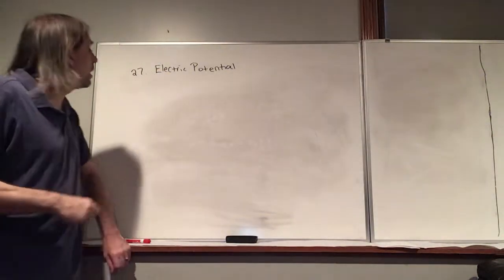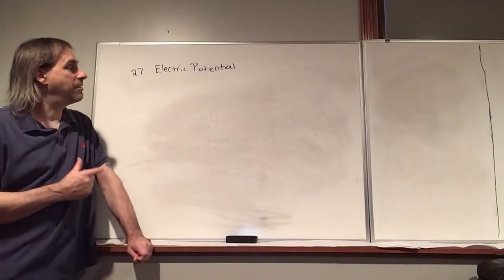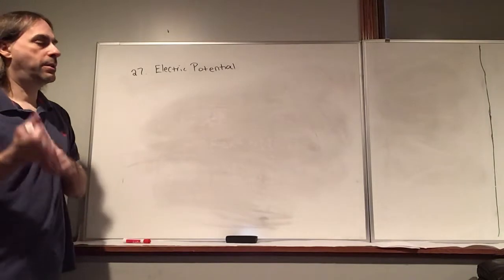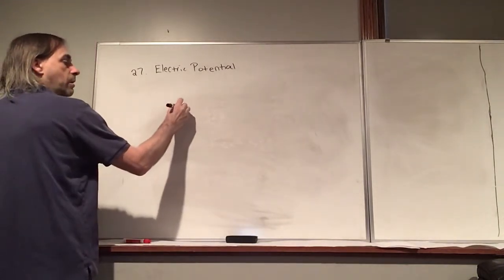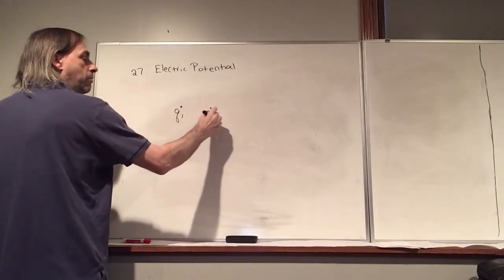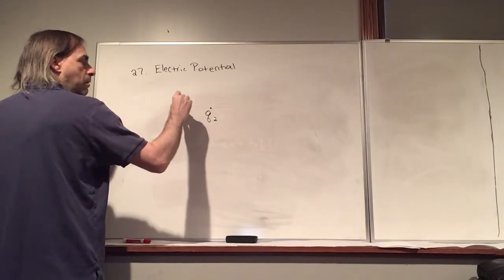Class? Okay, so we're going to move on to a new topic. We're going to talk about something called electric potential. And to start this out, let's say we have two charges, Q1 and Q2, and say they're separated by a distance r.